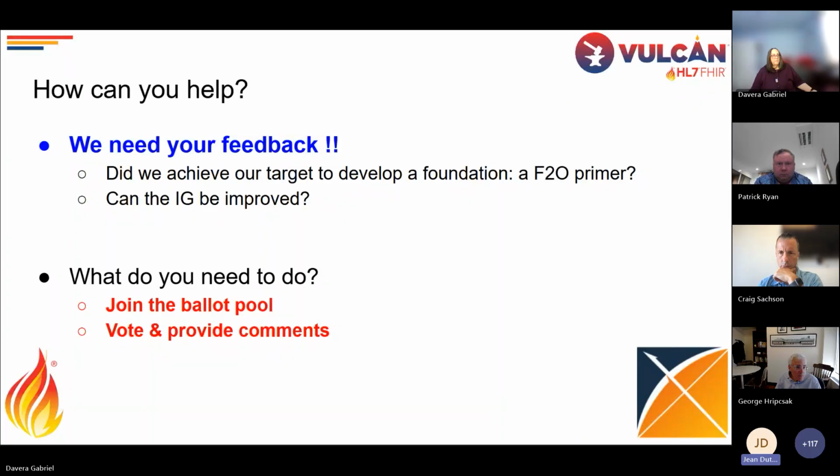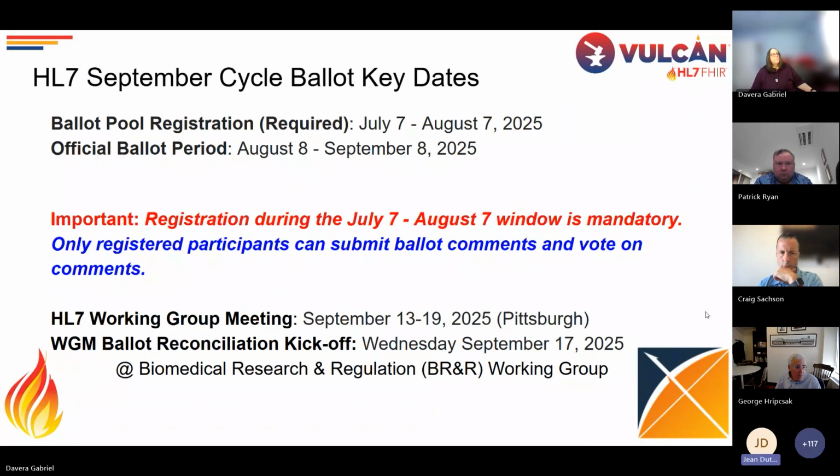Next slide. So the key dates, the ballot pool registration. The way that it works, you have to register for a ballot is July 7th to August 7th.